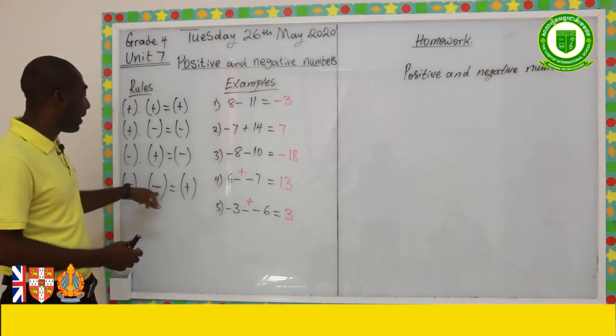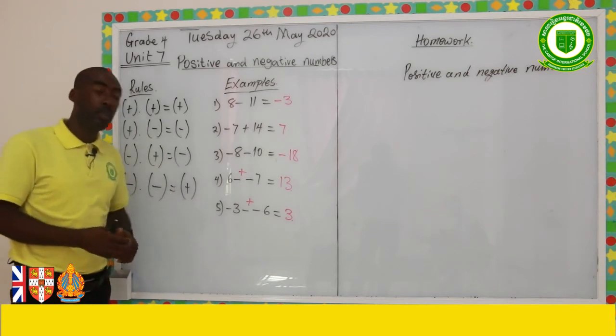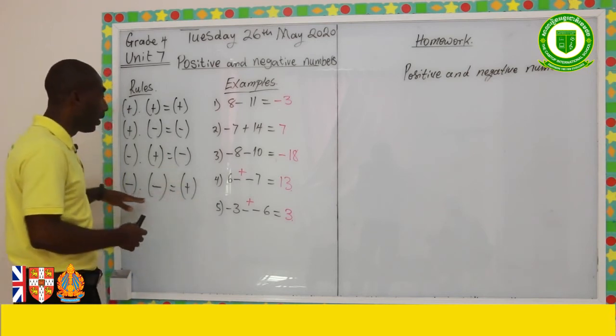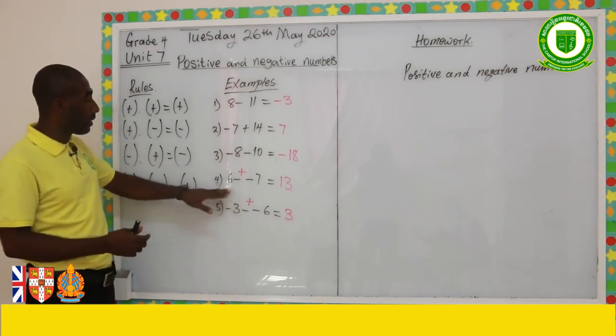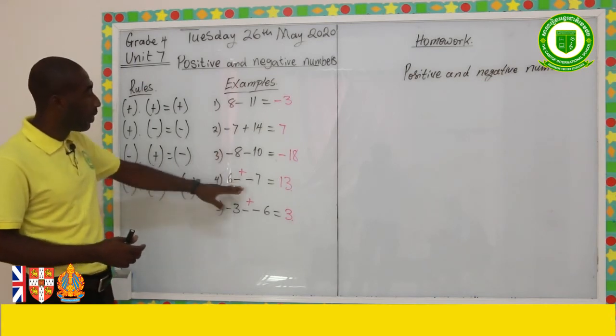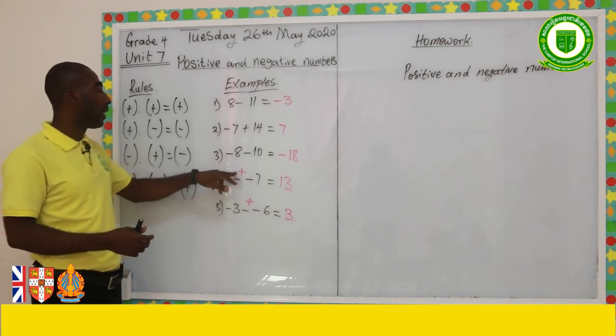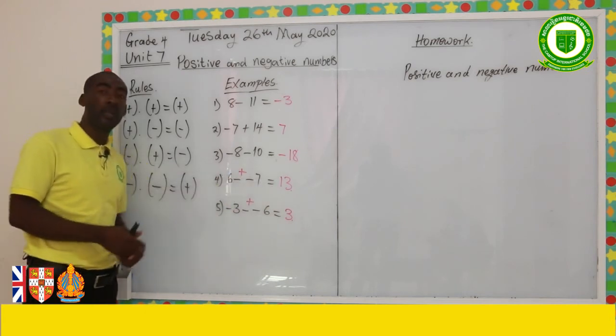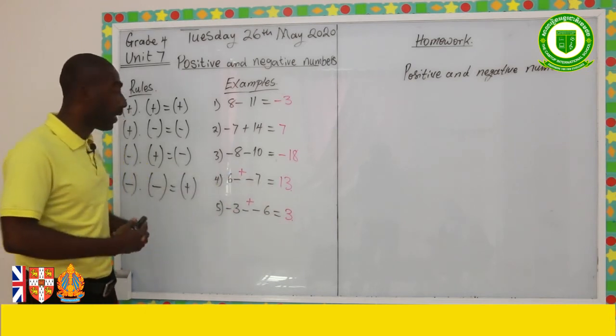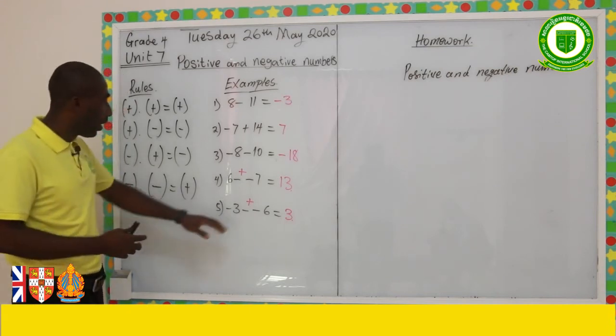Your negative and negative coming together will give you a positive. So like we showed at exercise example 4, when your negative and negative come together here, it tends to be positive and your answer is likely to be a positive for you.